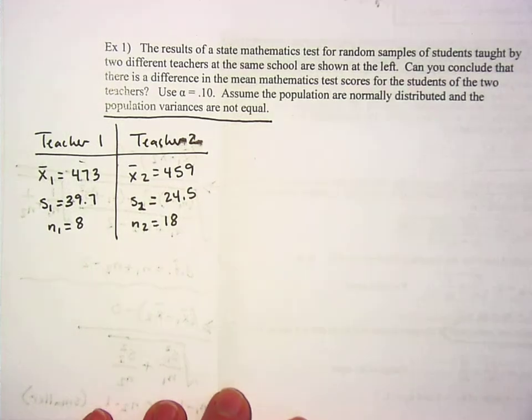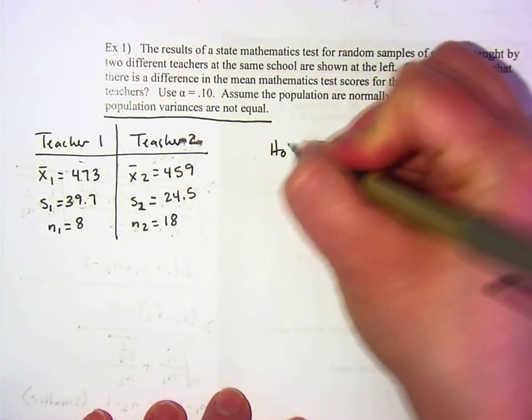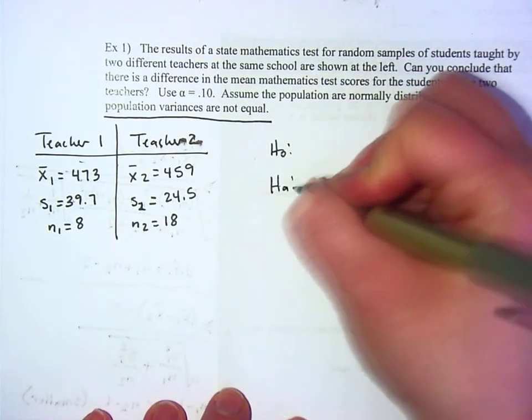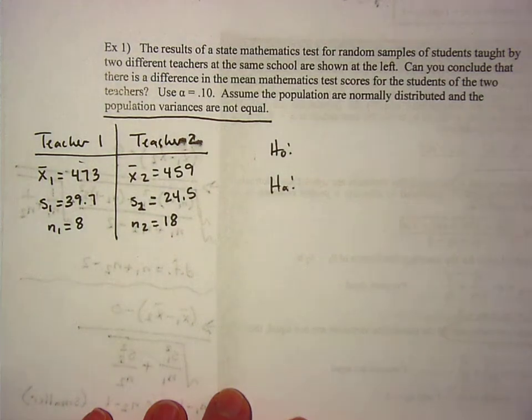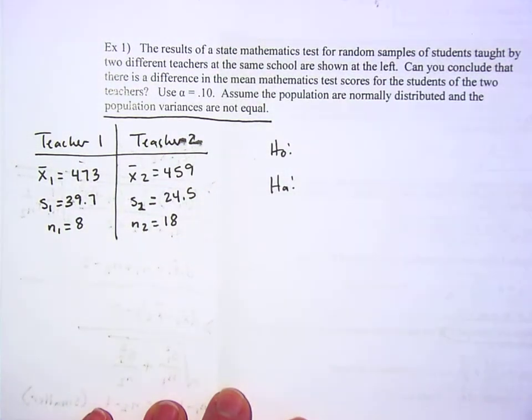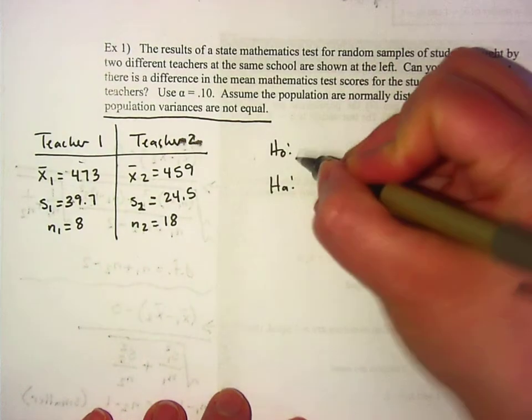Okay? H sub 0, H sub A. So, can you conclude that there's a difference in the two teachers? So, what's our claim? Not equal to. They're not equal to each other, okay.